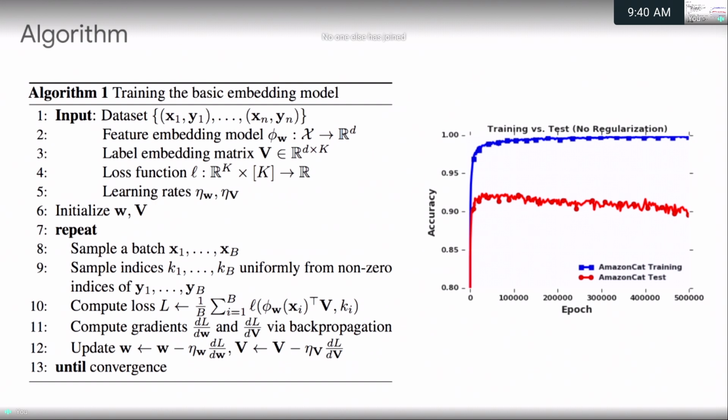So here's an example. This is a public data set called Amazon Cat. It's a standard data set for this large output space classification. You can see that the training has achieved perfect accuracy in here. But there is a problem. Test accuracy has gone up, but then gone down. So we have overfitting. In the rest of the talk, I'm going to talk about how we can solve this overfitting problem. Any questions?